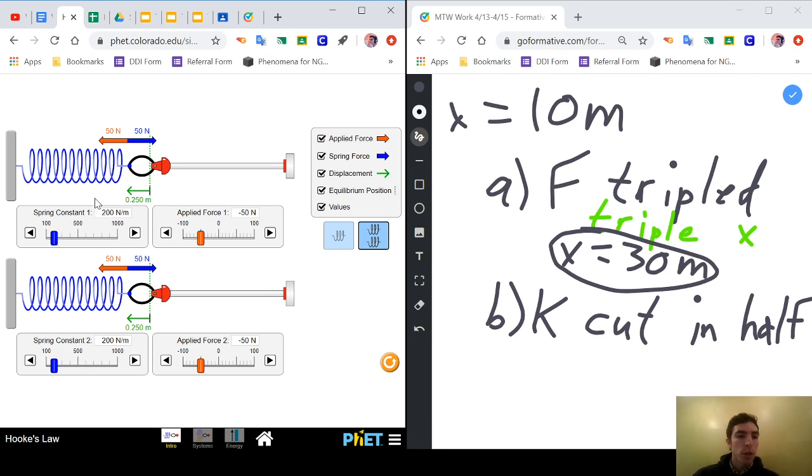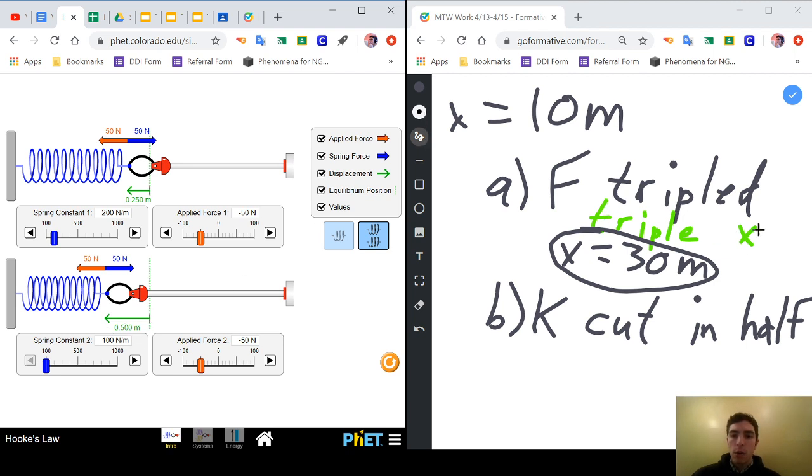And I want to know what happens if I cut that spring constant in half. So right now my spring constant for A is 200 newtons per meter. So let's cut the spring constant for B down to 100 newtons per meter. That's half of that. And then let's compare their displacements. So we've got 0.25 meters for A. And then when I cut the spring constant in half, now I get 0.5 meters.